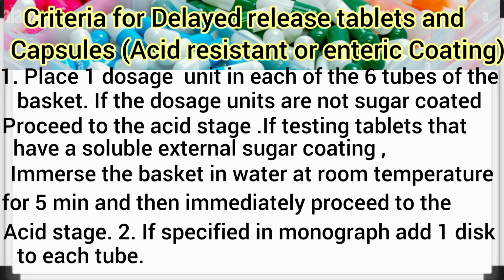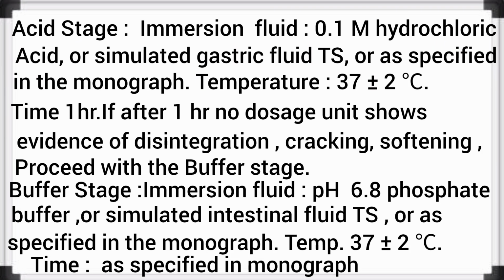2. If specified in the monograph, add one disc to each tube. Acid stage: immersion fluid, 0.1 molar hydrochloric acid, or simulated gastric fluid as specified in the monograph. Temperature: 37 plus or minus 2 degrees Celsius. Check for evidence of disintegration, cracking, softening. Proceed with the buffer stage.